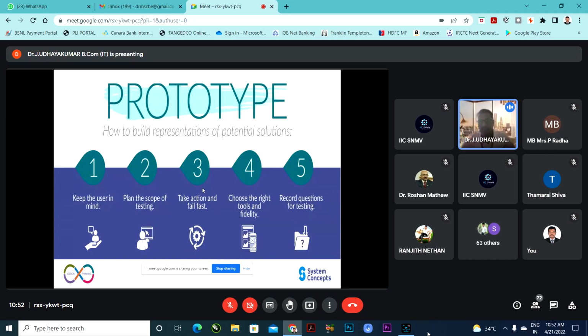Then the prototype, we have to keep the user in mind. By keeping the user in mind, we have to test the things which we have gathered, and we have to properly write the tools and fidelity, and record the questions for testing. This is the prototype.